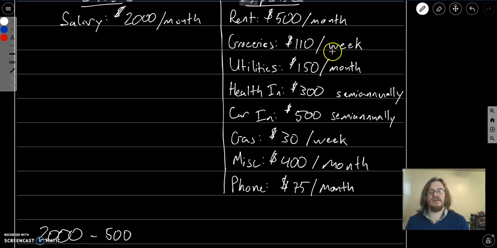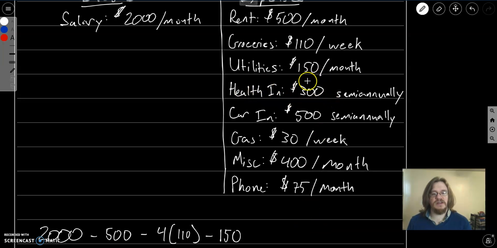Groceries, we're spending $110 each week on groceries. So there are 4 weeks in a month, though. So we're going to have to subtract 4 times 110. So if we spend $110 each week on groceries, that means that we're going to be spending $440 each month on groceries. So we have to be careful because this says week and not month. Next, utilities. We're spending $150 each month on utilities, so we're just going to subtract $150.